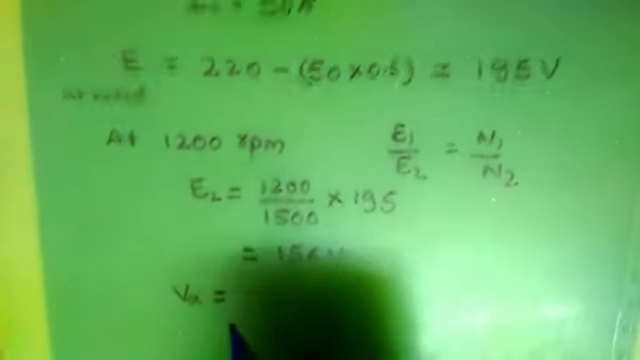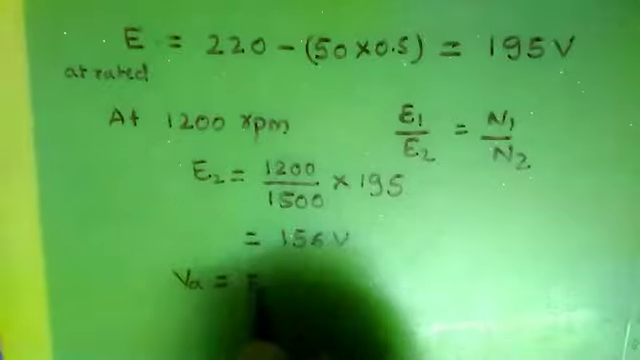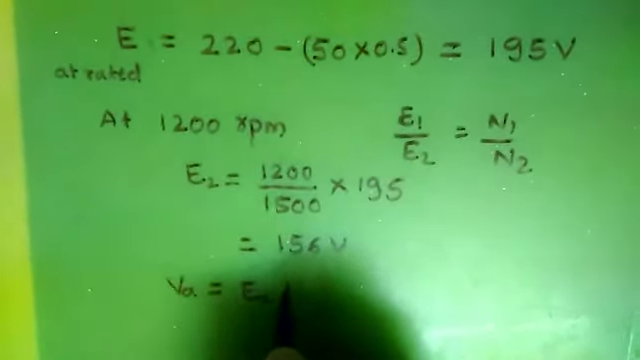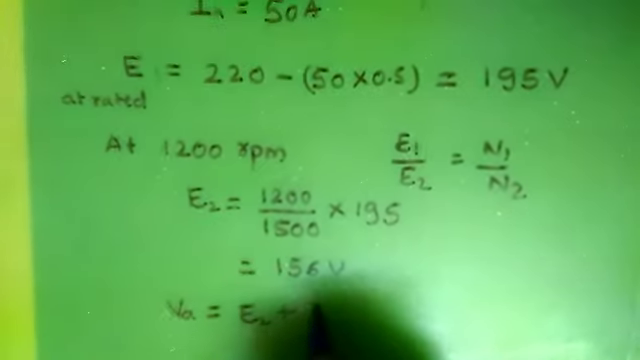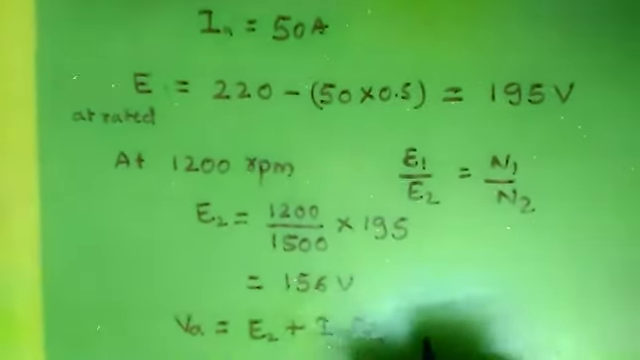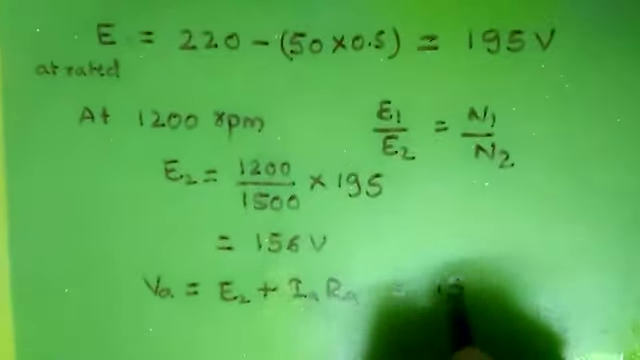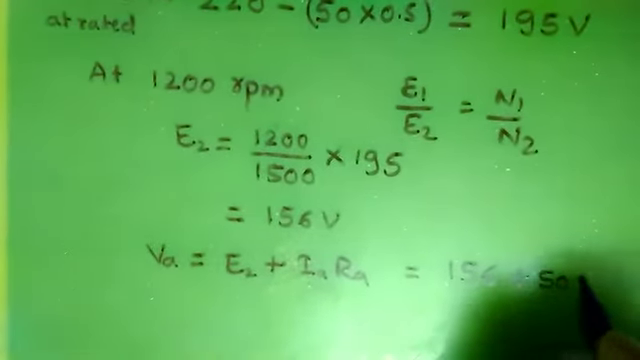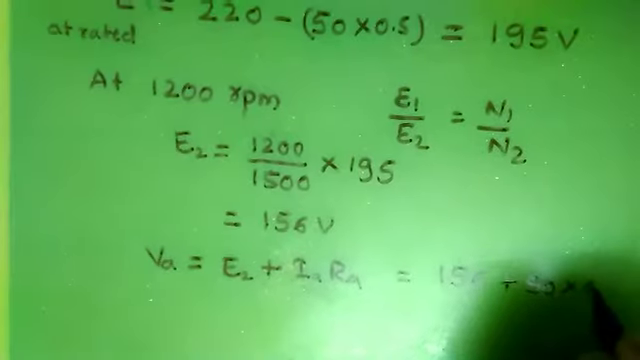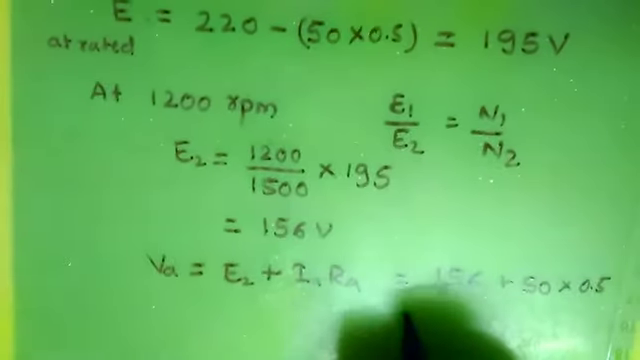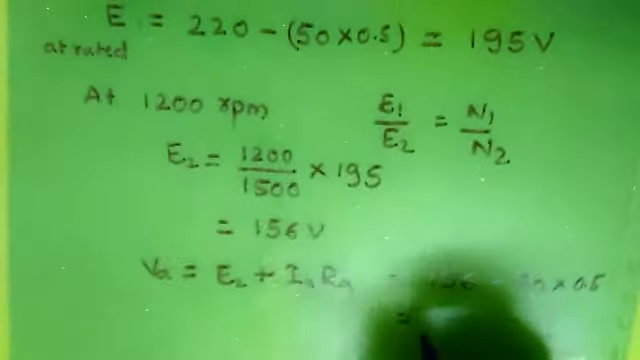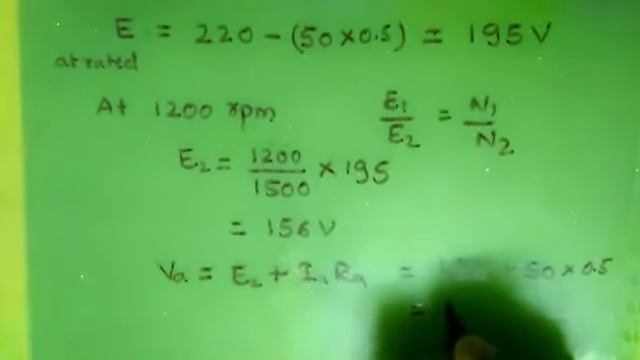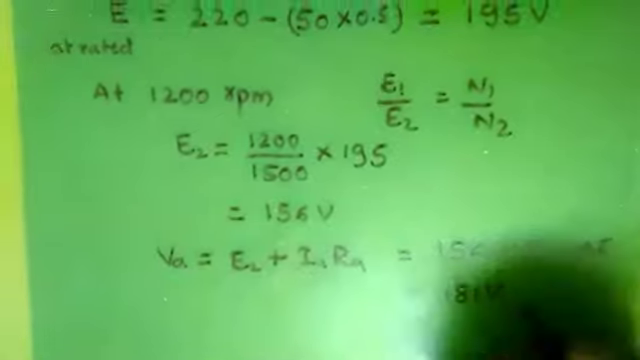Now VA, the converter voltage, is the sum of the back EMF E2 plus IA RA. Here I write 156 plus 50 amps times the armature resistance of 0.5 ohm. So here VA is 181 volt.